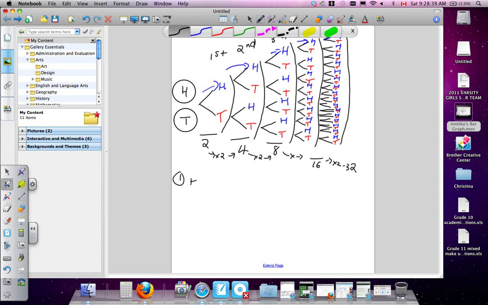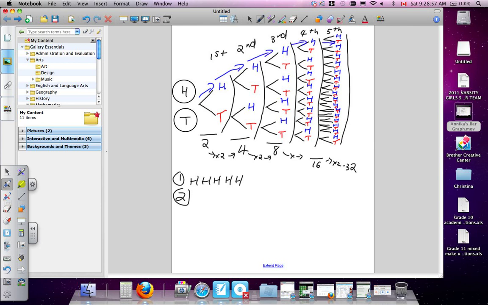Second option. We're going to take the same route, just at the end we're going to change off, okay? So we go heads, heads, heads, heads, tails. Sorry, yes, tails. So we have heads, heads, heads, heads, tails. Okay?